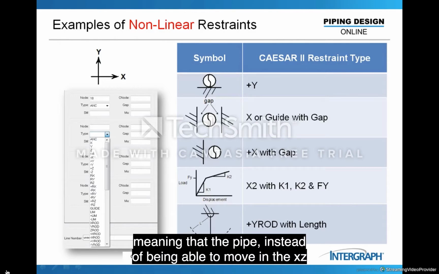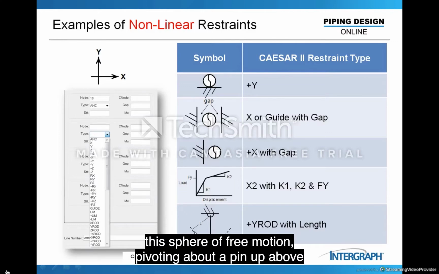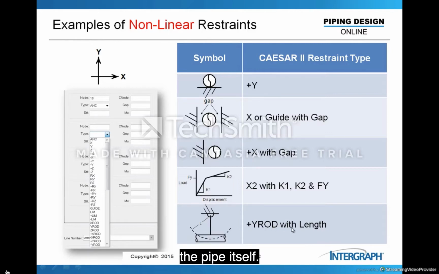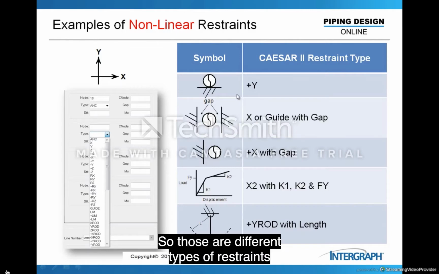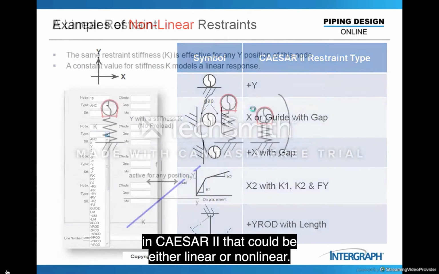The last one I show here is a plus Y restraint, plus Y rod restraint, meaning that the pipe, instead of being able to move in the XZ plane, instead has to follow this arc, this sphere of free motion pivoting about a pin up above the pipe itself. So you specify the length and the arc, and it'll develop this arc for you. So those are different types of restraints in Caesar 2 that could be either linear or nonlinear.